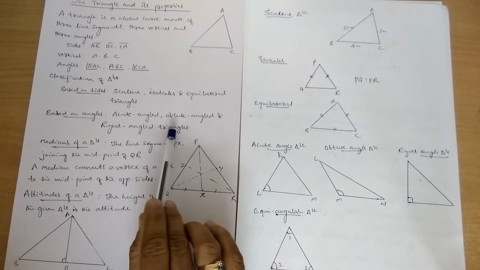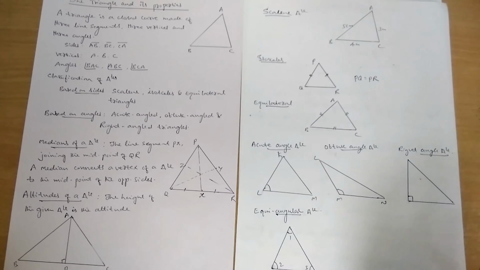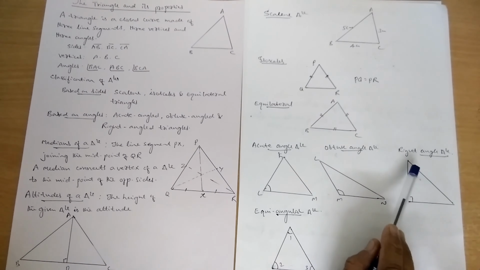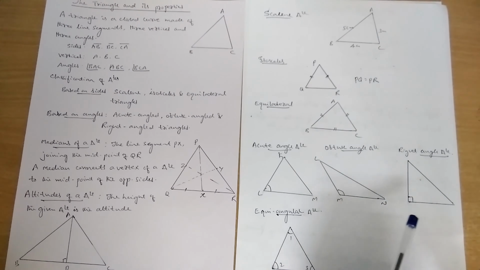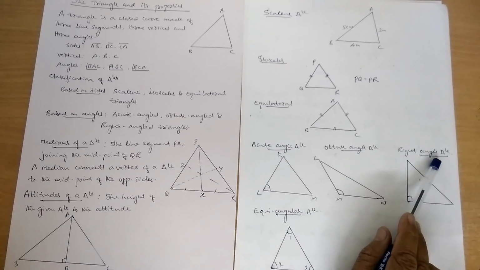Next is the right angle triangle. In the right angle triangle, exactly one of the angles will be 90 degrees. The other two will again be acute angles. The sum of the other two angles will be 90 degrees, because the sum of the angles of a triangle is 180 degrees. Here one of the angles is 90 degrees. That triangle is called a right angle triangle.